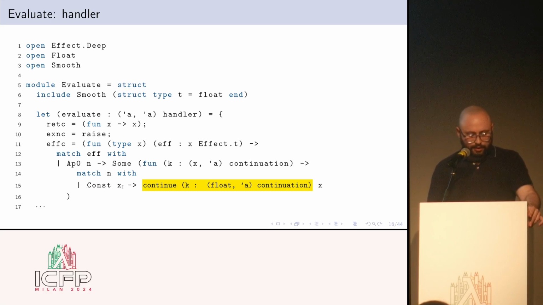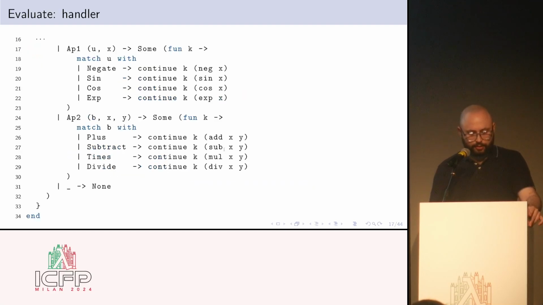And if we see constant, which is the only option that we have now, what we're going to do is we're going to use the continue function along with the continuation k and pass that value x just back into the program. So for this case, it's very simple. And for the other cases, it's also relatively simple.